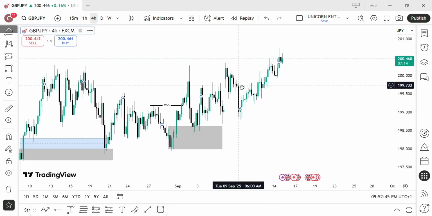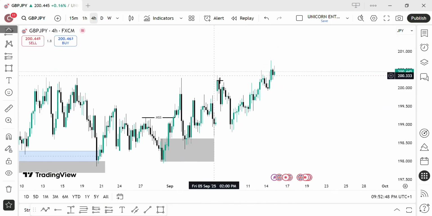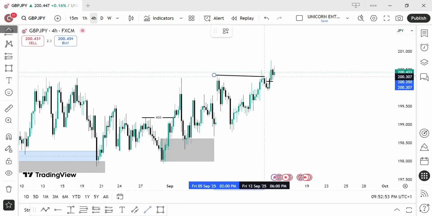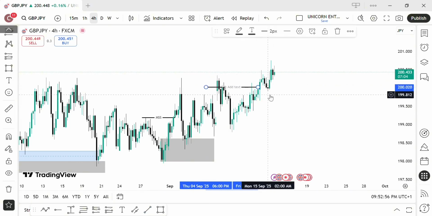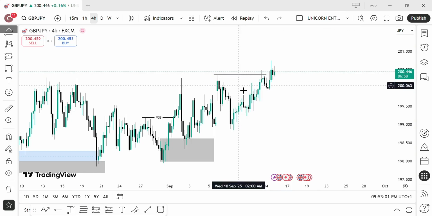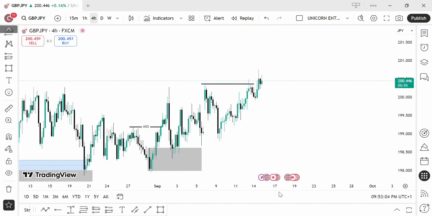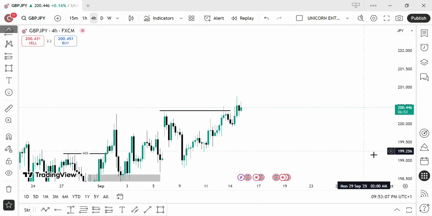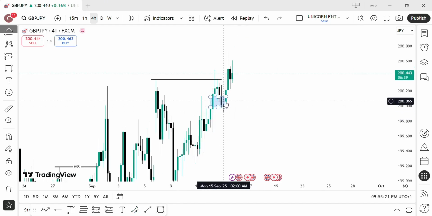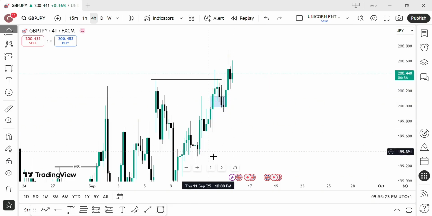Okay, so going forward, this is also a break of structure here. Now we're looking for where price is going to retrace to, and you can see that there is a fair value gap here. This is also an institutional reference point. There's a fair value gap here. Do you see? So you want to wait for price to come to this point before you buy. And this is the 4-hour time frame though.